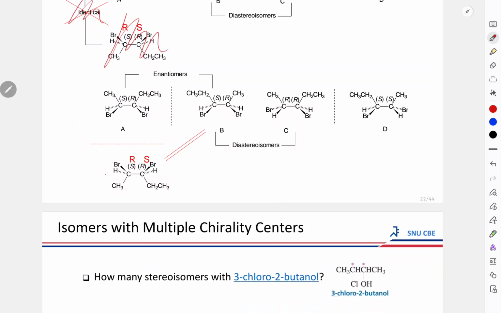And then when this Fischer projection is given, you should be able to identify the relationship to each other, enantiomer versus diastereomer.